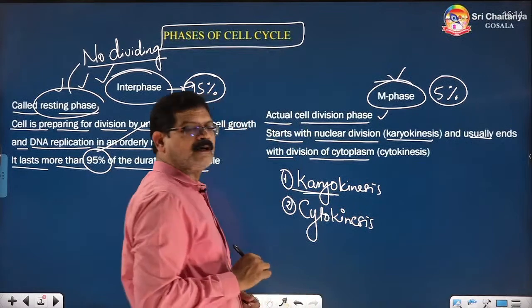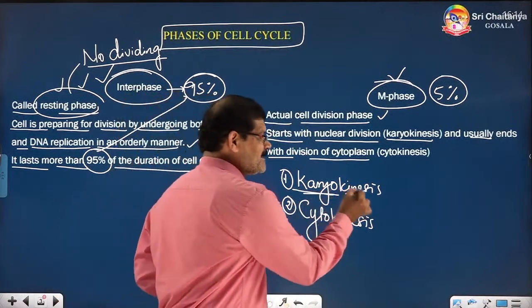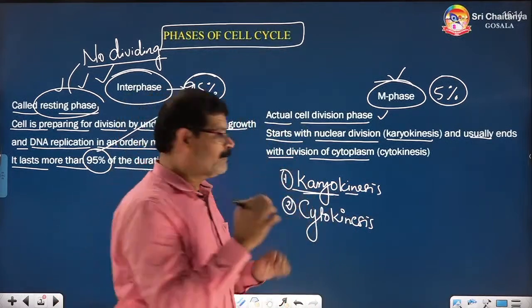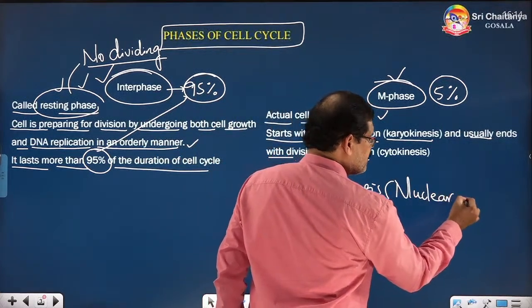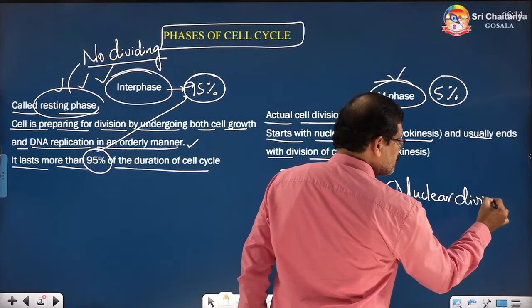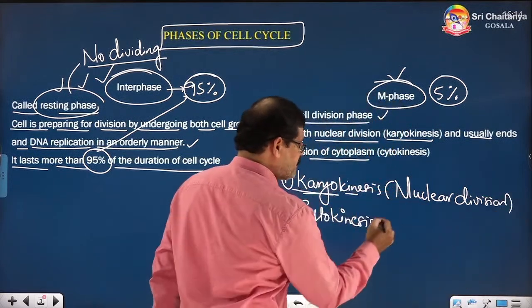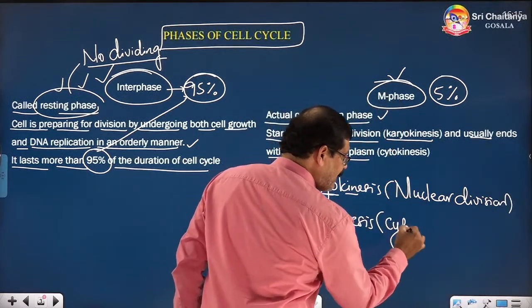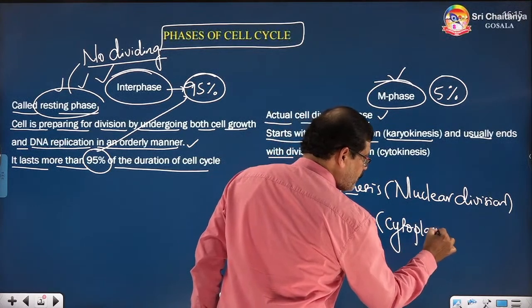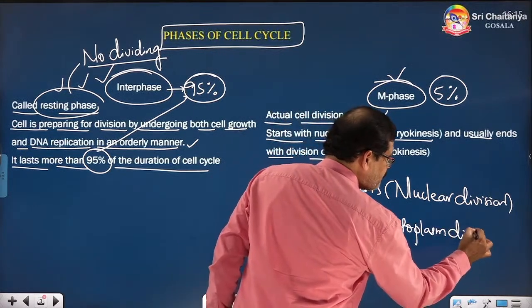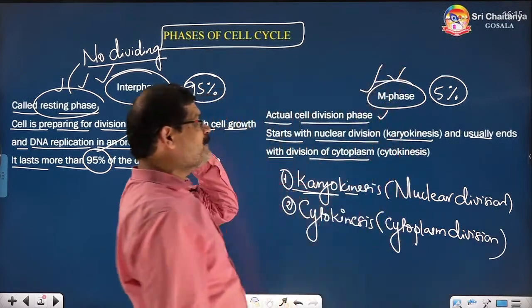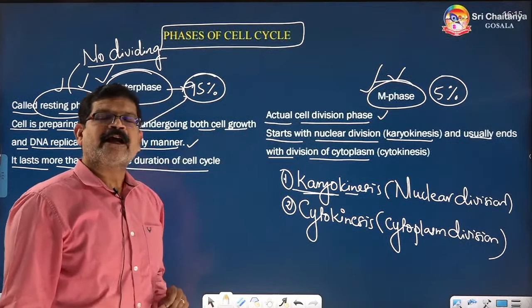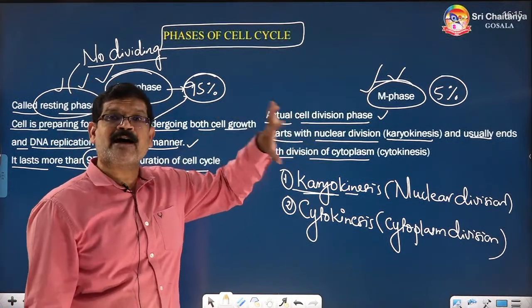Karyokinesis refers to what? Nucleus. Kinesis refers to division, so here it is called nuclear division. This is called a nuclear division, and this is called cytoplasm division. This is the actual dividing phase, which is called the M phase. The M phase is the dividing phase where the cell divides.